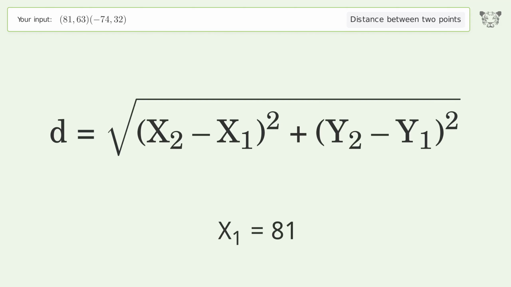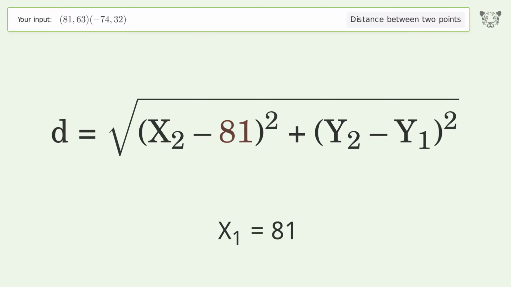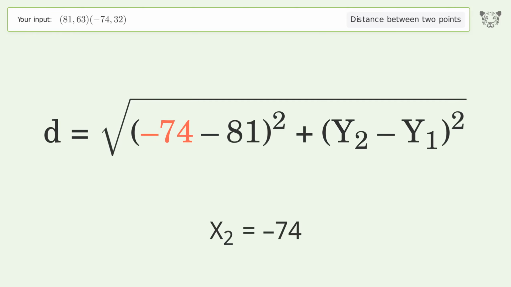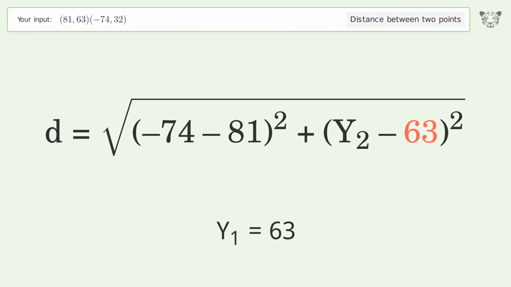x1 equals 81. x2 equals negative 74. y1 equals 63. y2 equals 32.